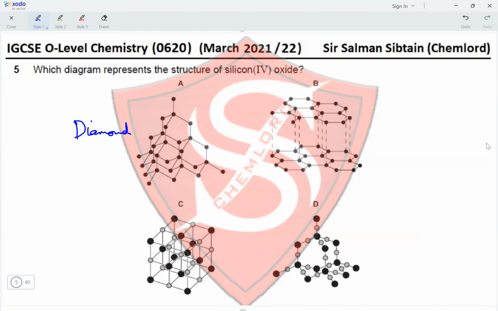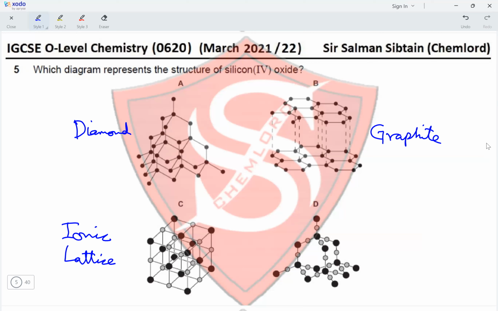So this is diamond. B is also an allotrope of carbon. This is graphite. C is an ionic lattice represented by cations and anions. The anions would be the larger ones, the black dots, and the cations would be the smaller ones, the gray dots.